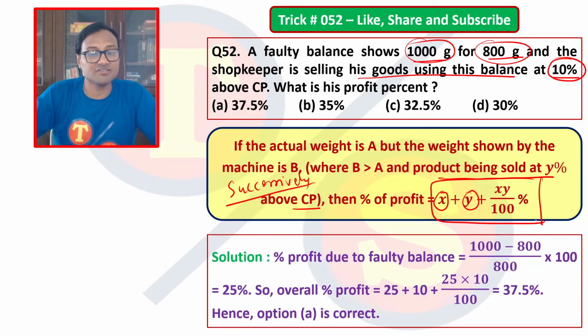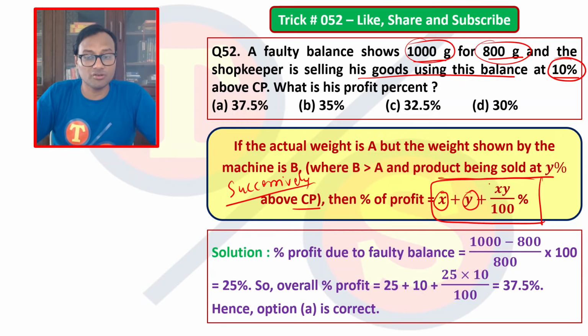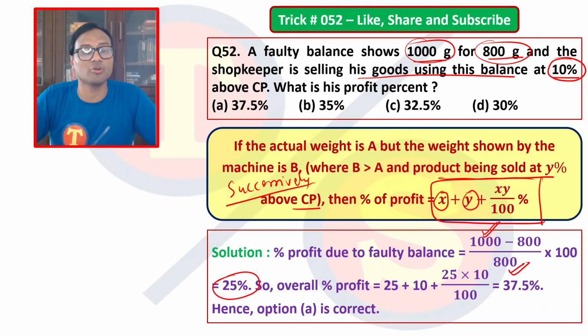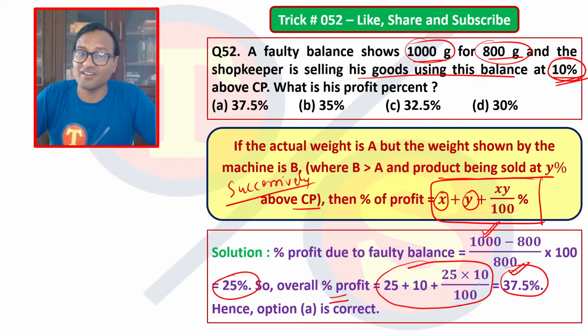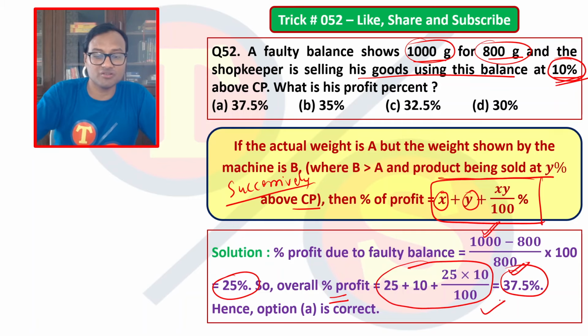So successive percentage change, you apply the formula. First of all, you know that 800 gram is the actual weight, 1000 gram is the faulty weight, the wrong weight, the false weight being shown to the customer. So there is a profit of 25% because of this deceiving, because of this trick or treachery or fraudulent act. Now if I say, what is the second profit? Second profit is 10% because the article is being sold 10% above CP. Combine them together in the formula of successive percentage change and you will get the final answer. Okay, so that is how you can solve this question.